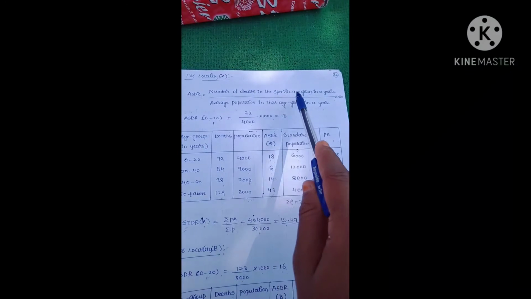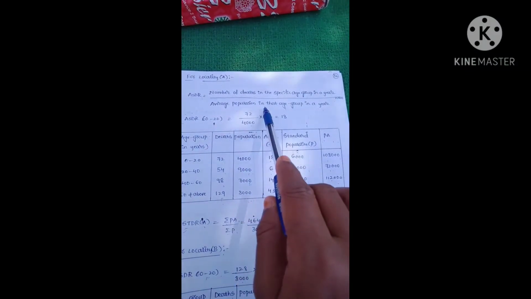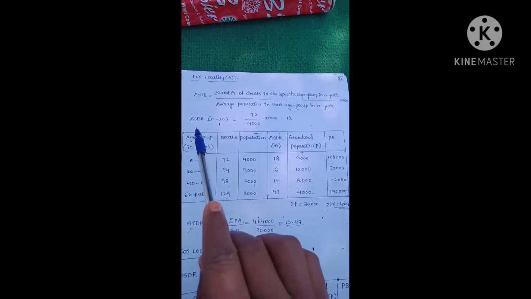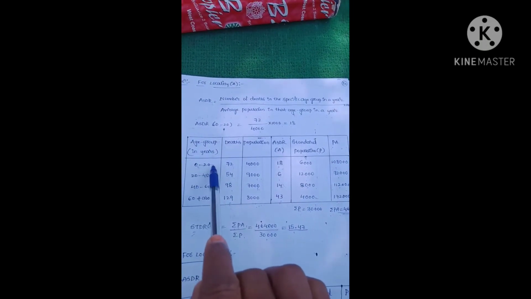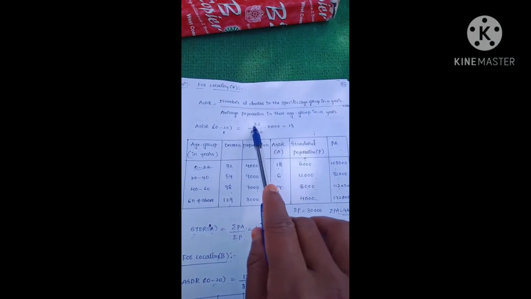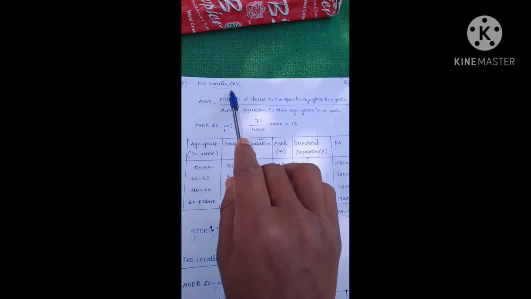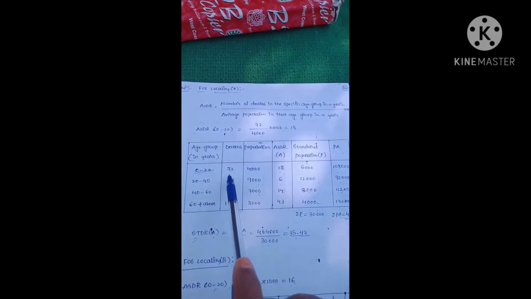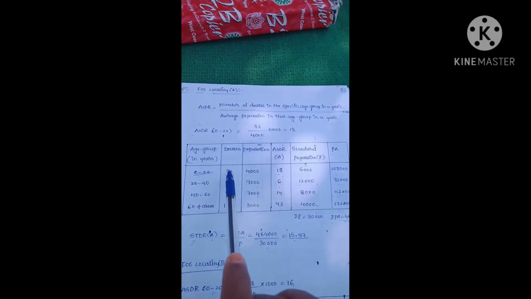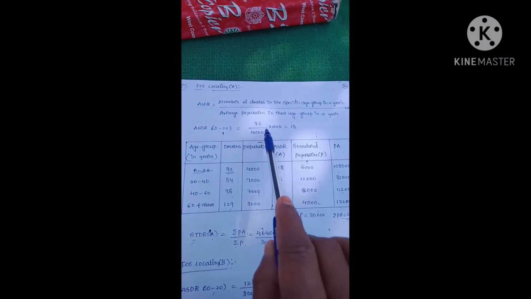Number of deaths in the specific age group in a year divided by average population in that age group in a year into 1000. Here, the first age group is 0 to 20. This we have to write. What is the death value here in the question? We have to take the locality A death value, which is 72. 72 divided by the population, 4000. 72 divided by 4000 into 1000.